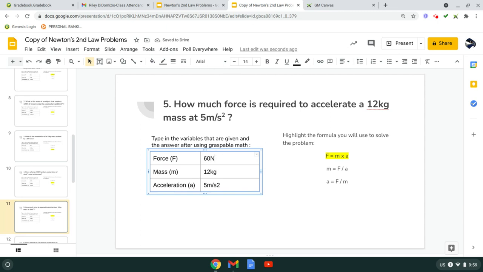And that is how you do it. So the rest of the problems, 6 through 10, you can do on your own. Okay, 1 through 5, you can fill in just like I filled in.